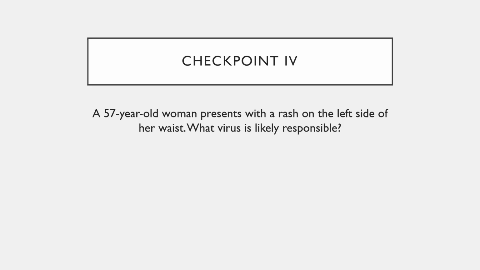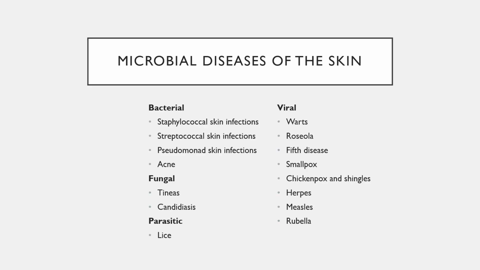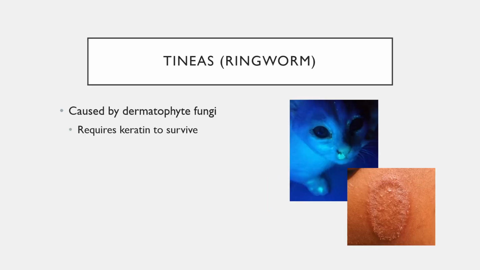So we've made it through the viral diseases of the skin. And so now we're going to move on to talk about the fungal diseases. The first of these is tinea, also known more colloquially as ringworm. Ringworm is caused by dermatophyte fungi, which are defined as fungi that require keratin in order to survive. They can find keratin in abundance on the surface of the skin and in hair follicles, and this is why they localize their infection here.